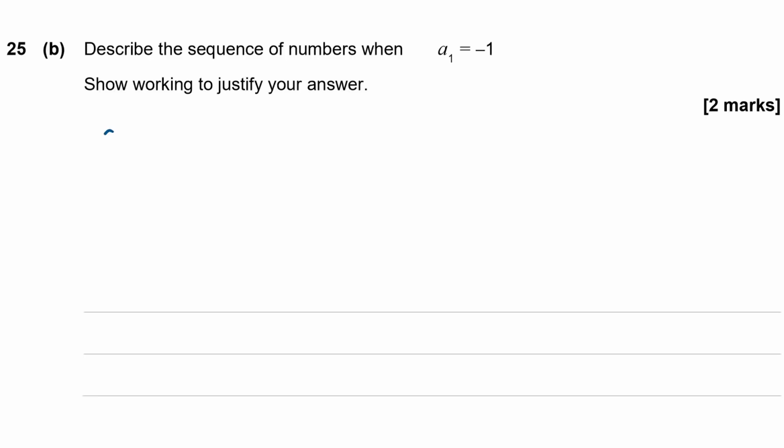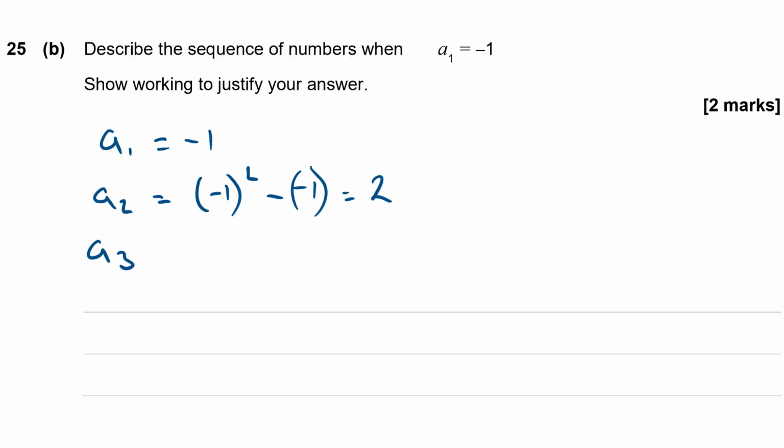Okay, so again, I'm going to start a_1 equals minus 1. a_2 is my previous value squared minus my previous value. Minus 1 squared is 1. Take away minus 1 would be plus 1. So that would give me 2. And a_3 is going to then be 2 squared, take away 2. 2 squared is 4, take away 2 is 2. Oh, and then we're going to have another infinite loop then, aren't we? It's just going to go round and round again.